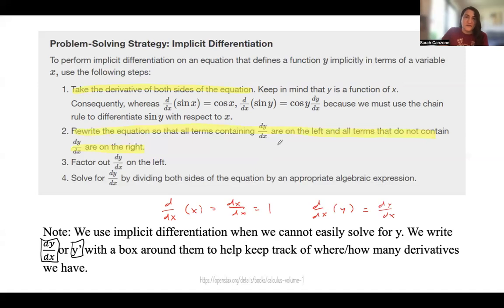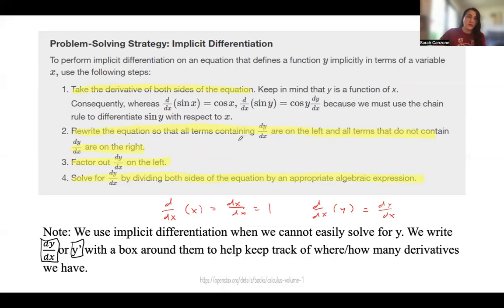This is very important as well. So we're moving all terms with the thing that we want on one side and all terms with the things that we don't want on the other. And then pretty much it's going to be the same exact steps every single time. Once you have all the terms with dy/dx on one side, you're going to factor out the dy/dx. And then you're just going to divide both sides by whatever it is that you just factored out, which will leave you with dy/dx.